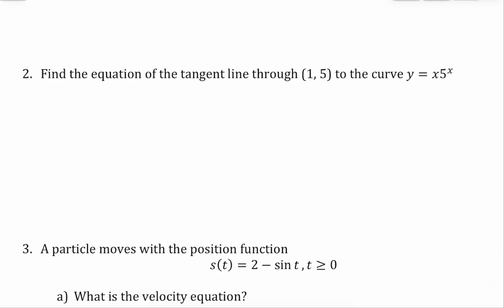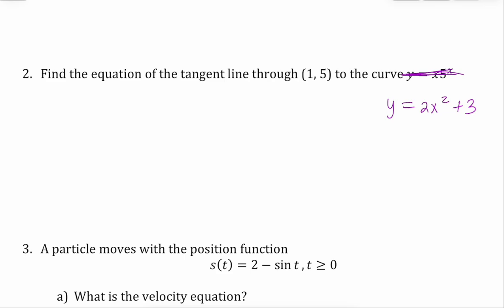We're going to change number 2. I just need a different equation. The equation y equals 2x squared plus 3. Again, that requires us to know how to do logs and exponentials. We don't know that yet. We'll get to that, I think maybe next chapter. Anyway, so it says find the equation of the tangent line through the point (1, 5) to the curve y equals 2x squared plus 3.